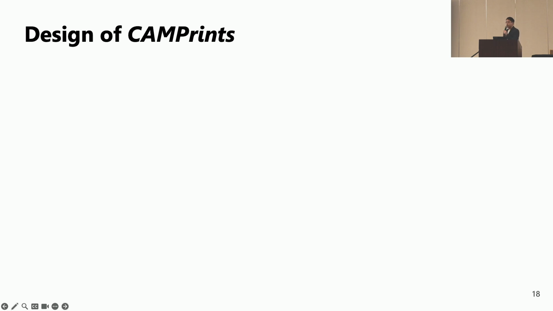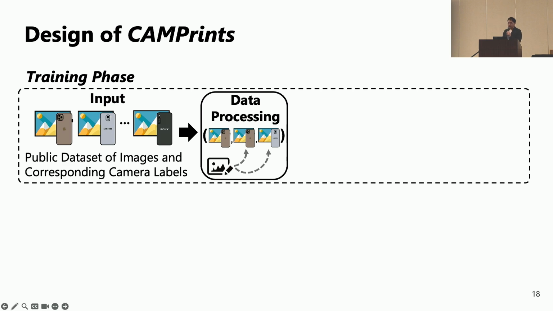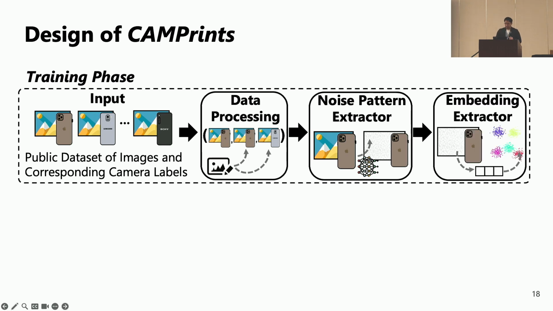So, to address these challenges, CAMPrints follows a two-phase approach. During training, social media platforms could use public image datasets labeled with corresponding camera IDs. The data processing module applies image edits and forms data triplets to train two models. The first one is a denoising network that extracts noise patterns from RGB images, and the second is a CNN encoder that maps these patterns into a compact latent representation.